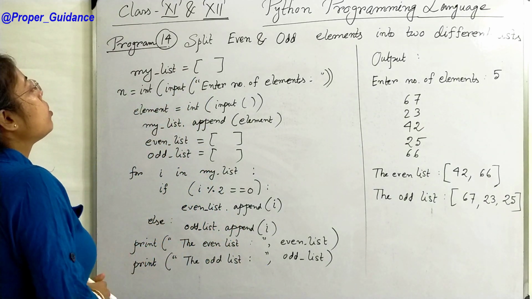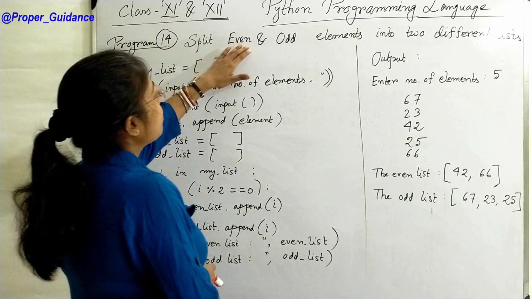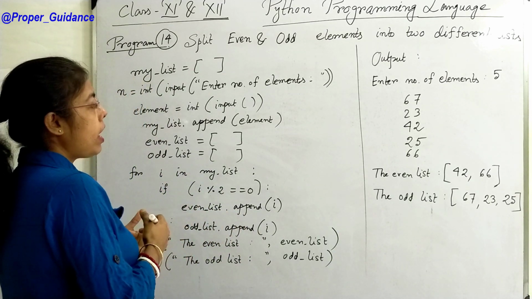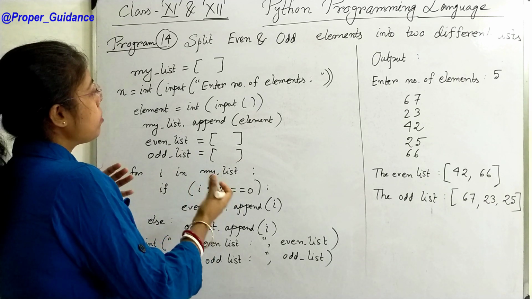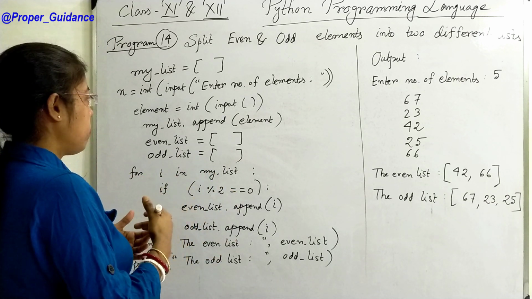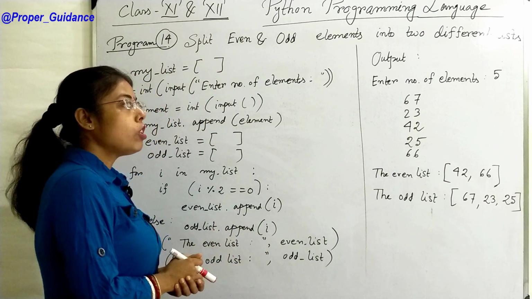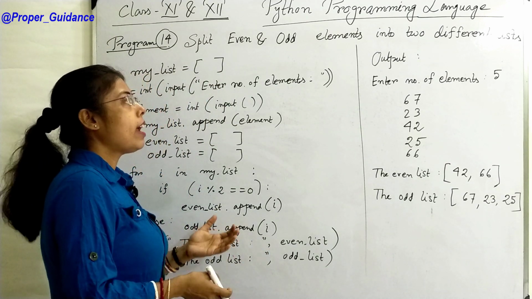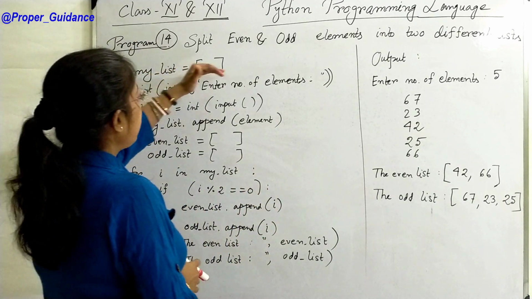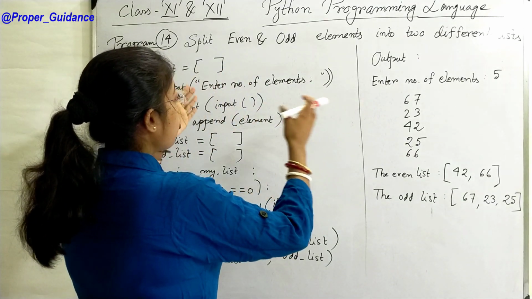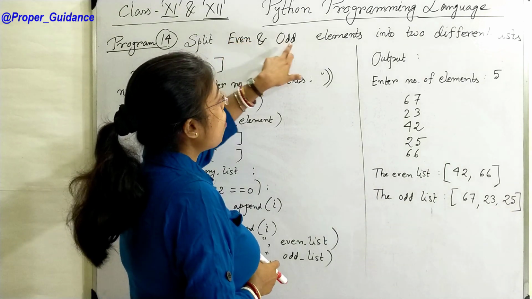Here we are today to discuss program number 14. The program is to split even and odd elements into two different lists. That means a list is given, or you can take the input as a list, and in the list there are all types of integers. I mean to say that there are even and odd numbers taken in the list. After that, taking the entire list, we have to split it into different lists, where one is for even numbers and the other list is for odd numbers.